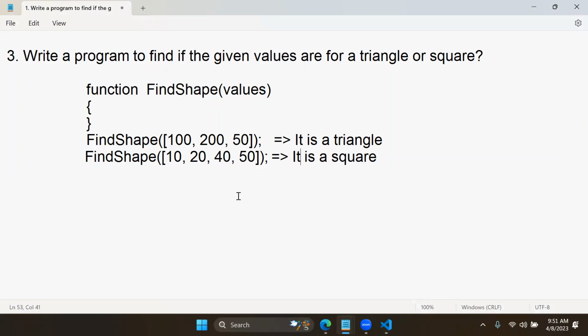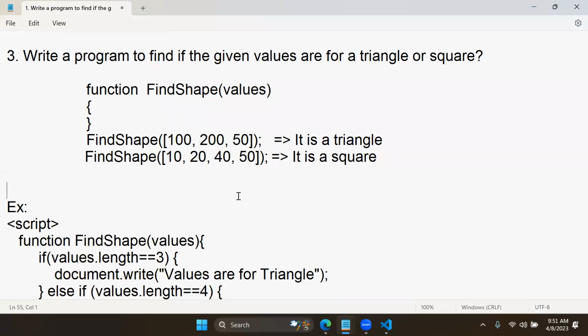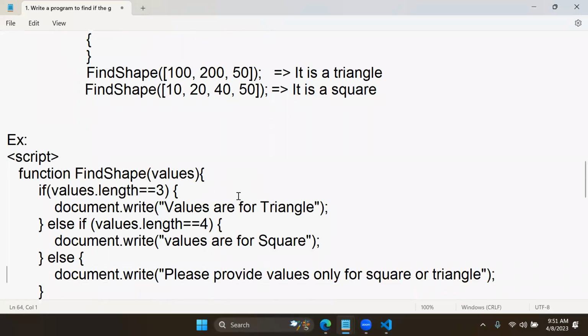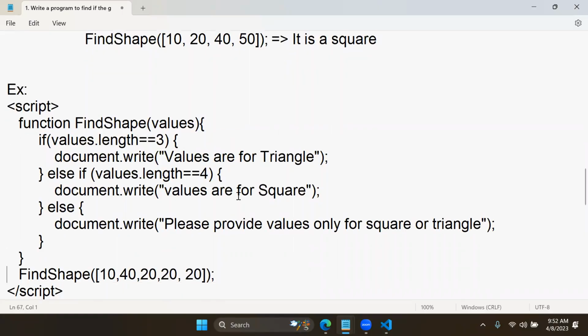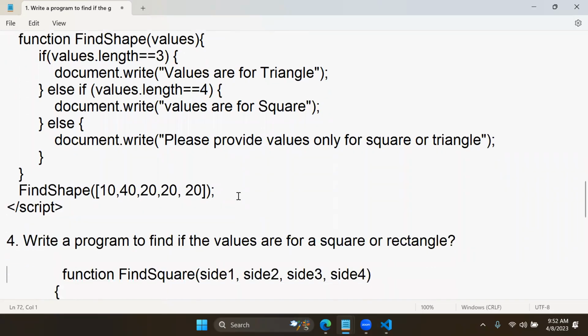That is simple. So what you write here, you have to write based on length. If length is 3, if length is 4. Right? That is the option. It is going to print those values. Okay. Now you can write this.